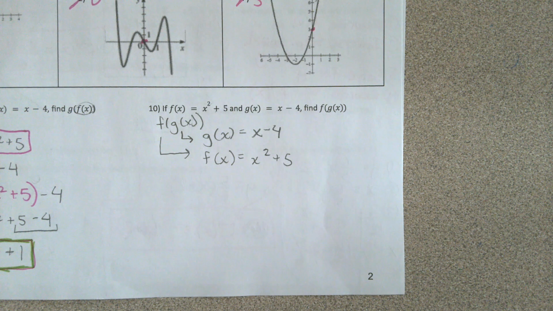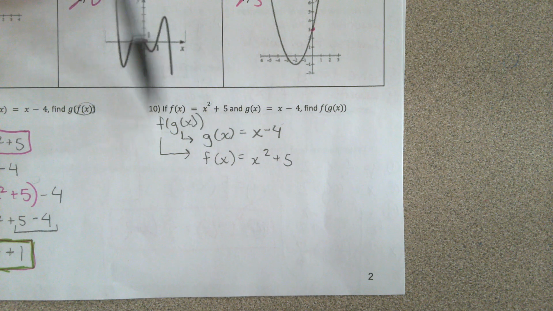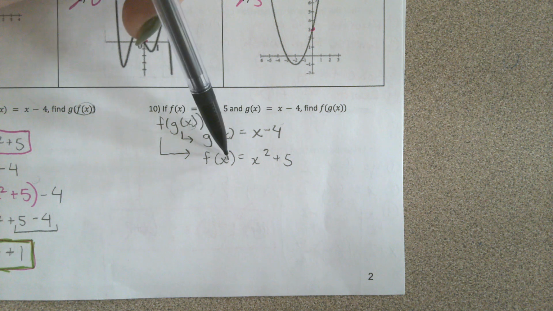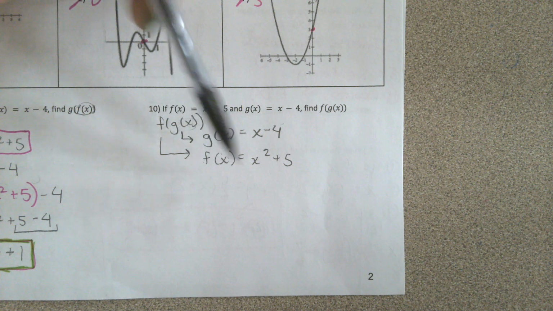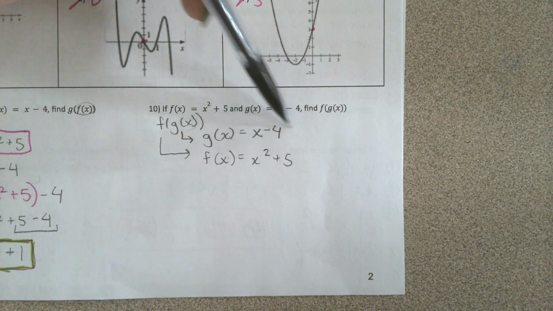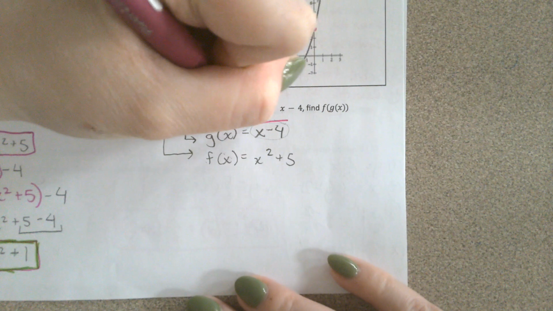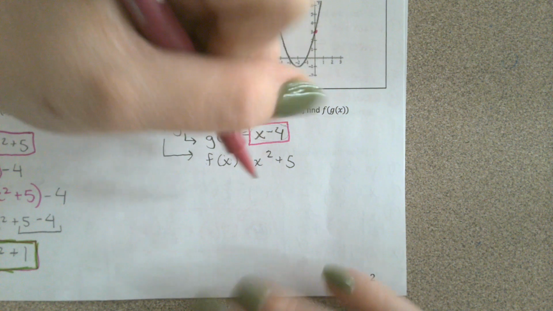So now we're going the other direction. This time, we're plugging all of g into f. That's what this notation is telling us. And this g is in the x's spot up here. So that means wherever f has an x, we're going to replace it with all of g. So basically, all of this is going into the x for f, which is right here.